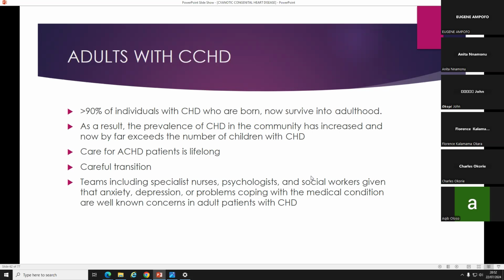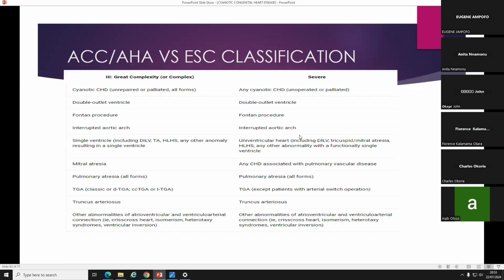Now, there should be a careful transition between the childhood period and the adulthood period, from childhood into adolescence, into adulthood. And this should be a multidisciplinary approach, teams including specialist nurses, psychologists, because these are individuals that are actually living with this disease. Their lives are not normal per se, and they are people that will require lots of ongoing care, lots of ongoing procedures, lots of ongoing investigations throughout life. It can have a psychological effect on them. Just to mention that we are managing a holistic patient.